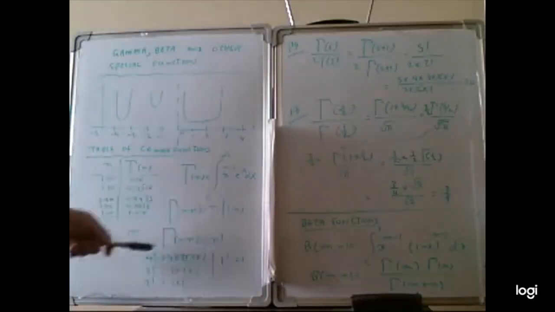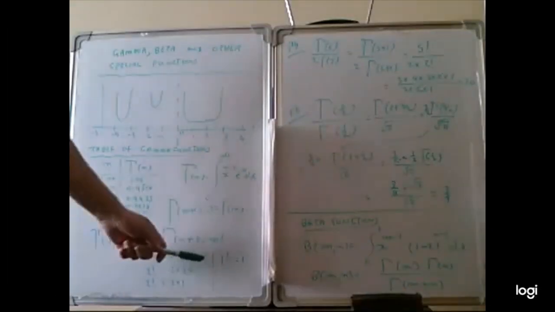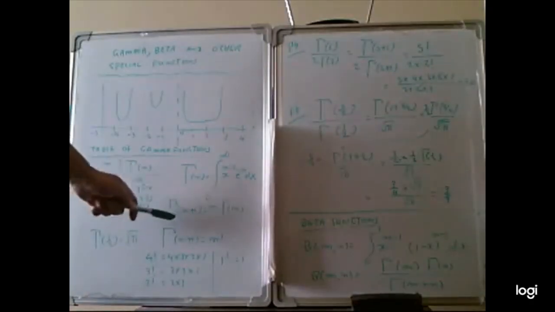So n factorial means 4 factorial is 4 multiplied by 3 multiplied by 2 multiplied by 1. 3 factorial is 3 multiplied by 2 multiplied by 1. 2 factorial is 2 multiplied by 1, and 1 factorial is 1. So this is the gamma function equation. Mostly we utilize gamma n plus 1 is n into gamma n.